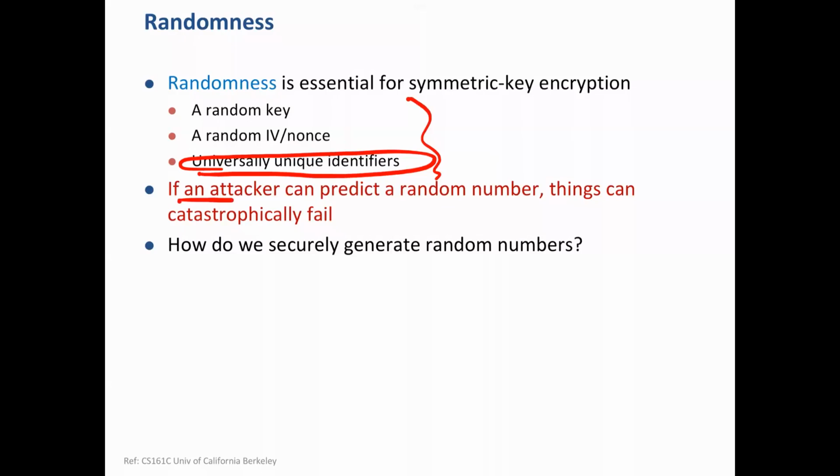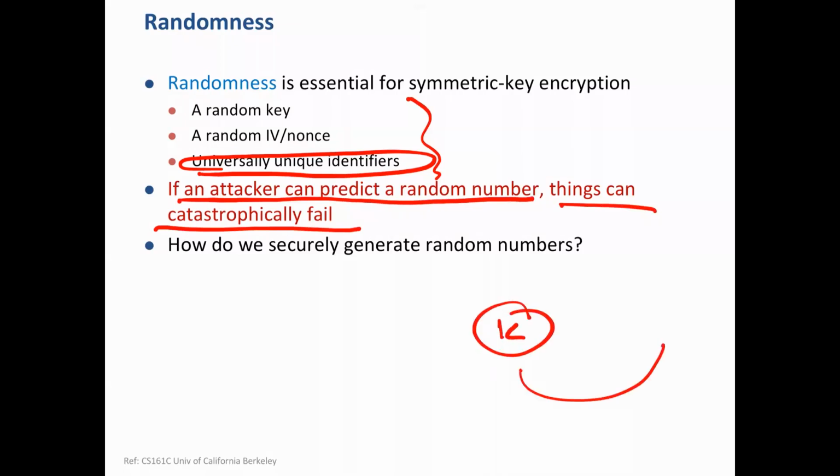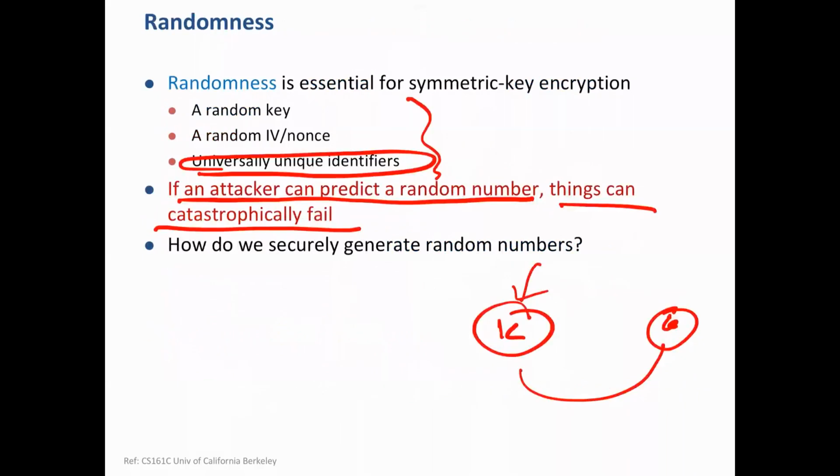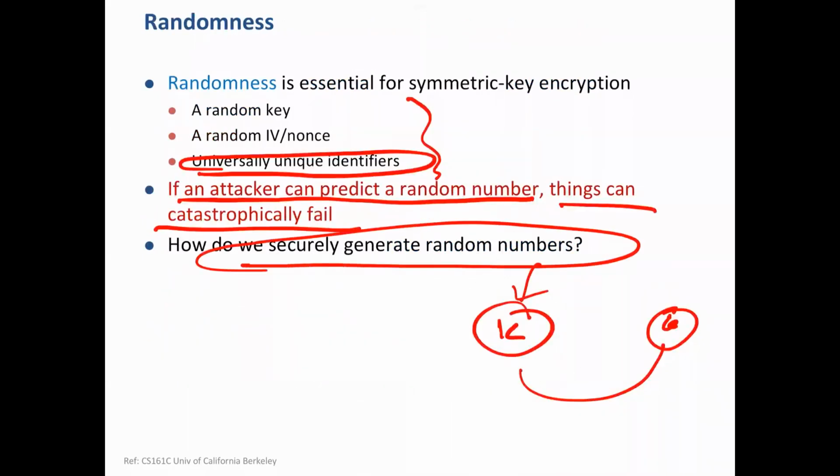If an attacker can predict a random number, then cryptography will fail. Whatever encryption you are doing, keys are generated randomly in symmetric key encryption. If this can be guessed, then the game is over. Okay, the question is, then how do you generate random numbers?